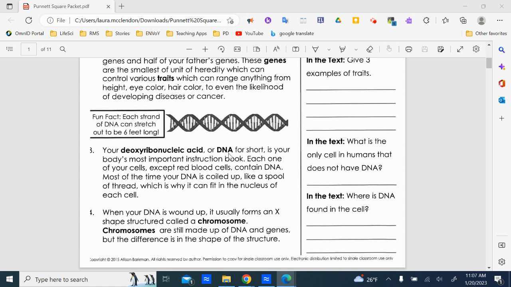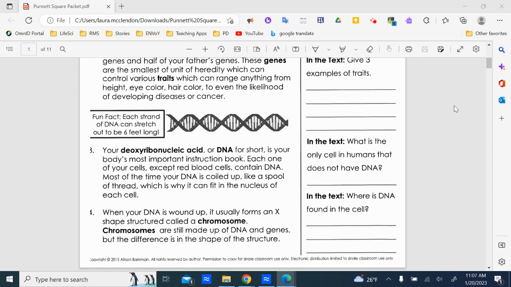3. Your deoxyribonucleic acid, or DNA for short, is your body's most important instruction book. Each one of your cells, except red blood cells, contains DNA. Most of the time, your DNA is coiled up like a spool of thread, which is why it can fit in the nucleus of each cell.